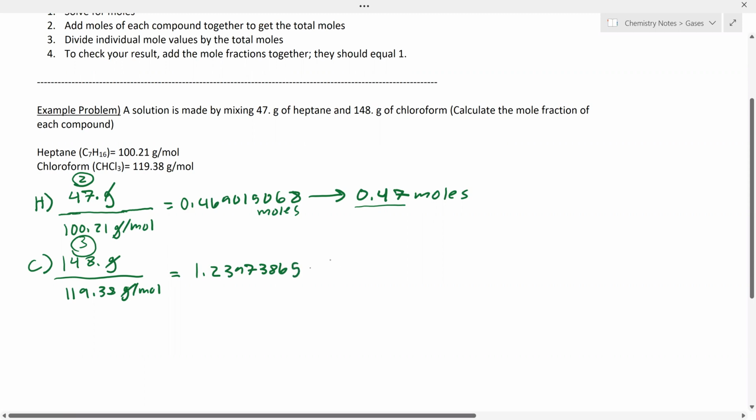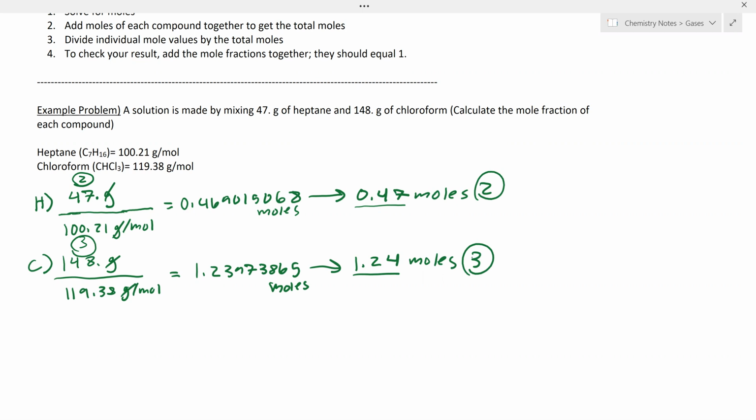Okay. Remember, moles, and we want it to be 3 sig figs. There we go. So that's our one with the proper sig figs. And we're just gonna write it here, so we remember. So calculate the mole fraction of each compound.